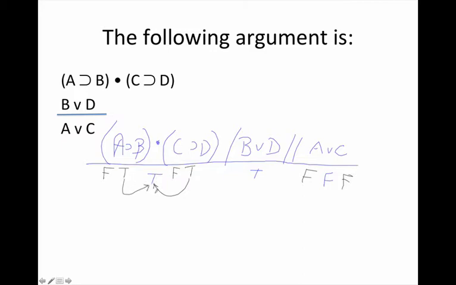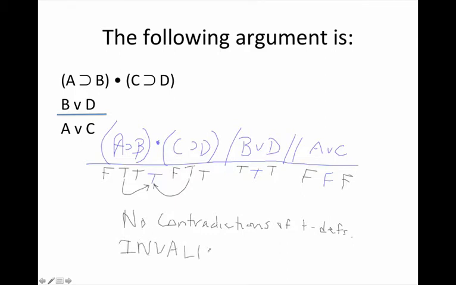Now remember, what I'm asking us to do here is to see if we can maintain invalidity. Well, we can, because we can go ahead and make B true and D true, plug those values in to B and D in the sentence B disjunction D, or B wedge D, and we see that we have no contradiction. So there's no contradiction of the truth definitions. We've maintained invalidity. This argument is invalid.